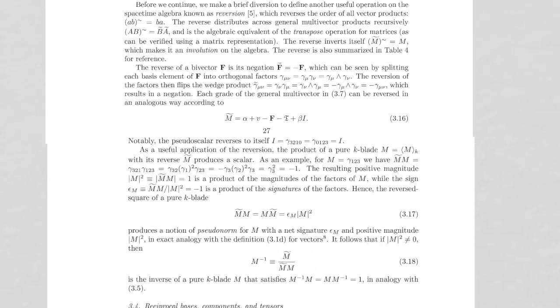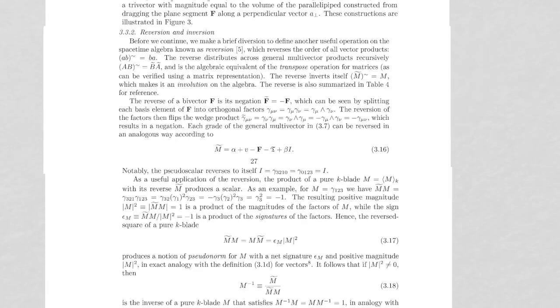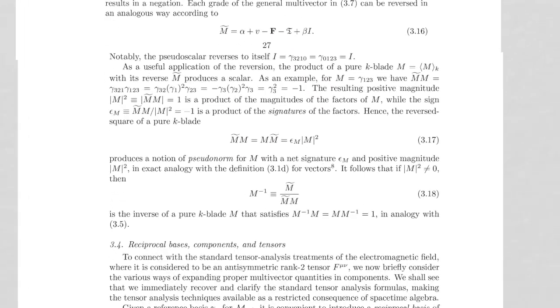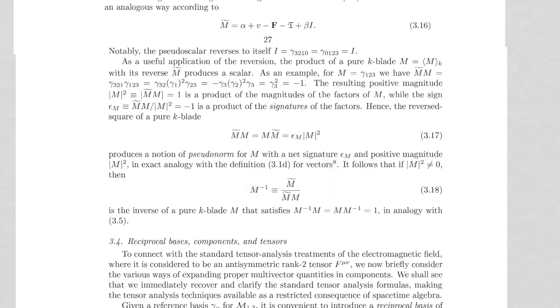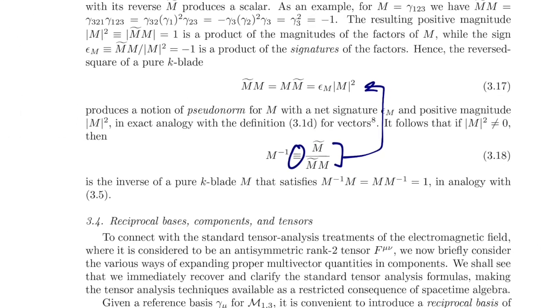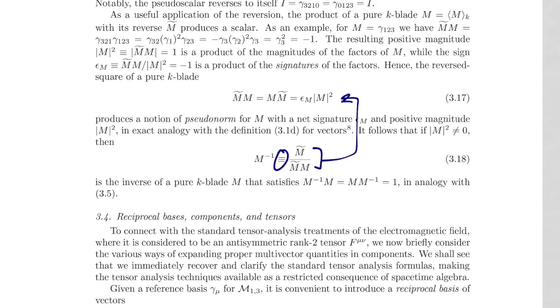This section was titled Reversion and Inversion, but clearly reversion was the hard concept. Once you have reversion down, this inversion is just a trivial definition. Oh, by the way, it is a definition, right? The inverse is literally defined to be this thing. And clearly you combine these two and the inversion is literally obvious, right, as I just showed.